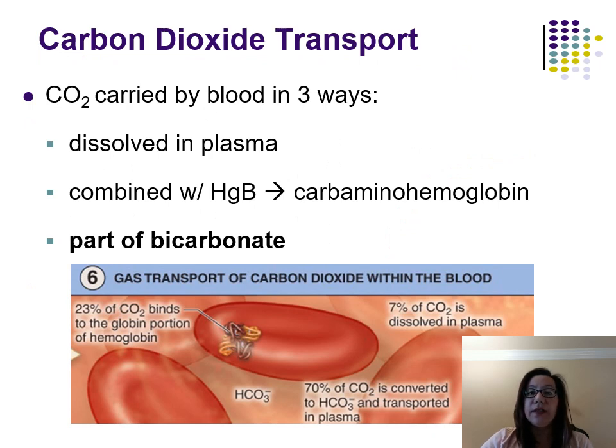Now we're going to focus on the transport of carbon dioxide. Unlike oxygen, carbon dioxide can be carried 3 different ways in blood. It can be dissolved in blood plasma, of which 7% of carbon dioxide is transported that way. It can be combined or physically attached to hemoglobin, which makes up 23%. Hemoglobin attached to carbon dioxide is now called carbaminohemoglobin, but the majority of carbon dioxide is going to be transported as part of the bicarbonate ion. That's going to make up 70% of CO2 transport in blood.